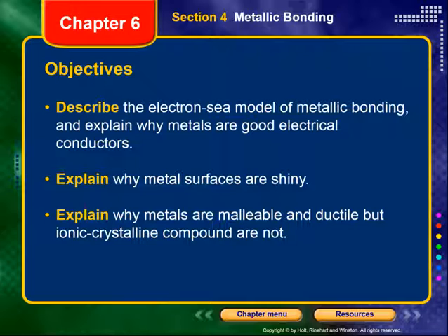So, at the end of this video, I want you to be able to describe the electron sea model of metallic bonding and explain why metals are good electrical conductors. Also, explain why metal surfaces are shiny. Then explain why metals are malleable and ductile, but ionic crystalline compounds are not.